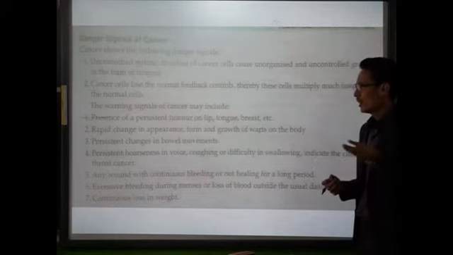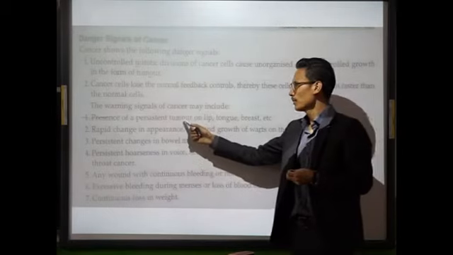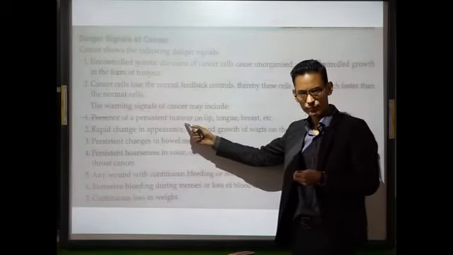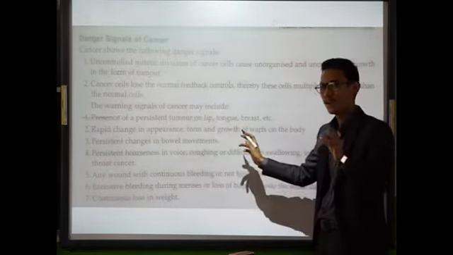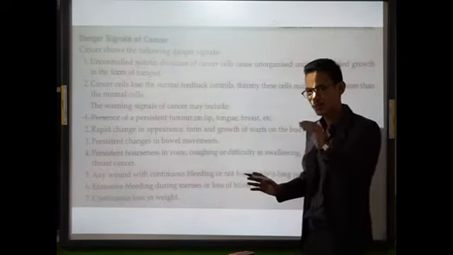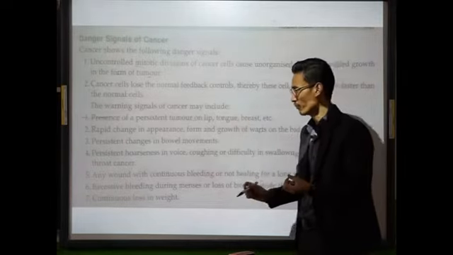So let's see the different signs, or the danger signs, of cancer. The presence of a persistent tumor. A tumor can be on the leg, tongue, breast, or any part of the body. If you find a tumor, this is one of the signs of cancer, but not all tumors are cancerous. We'll discuss that also.